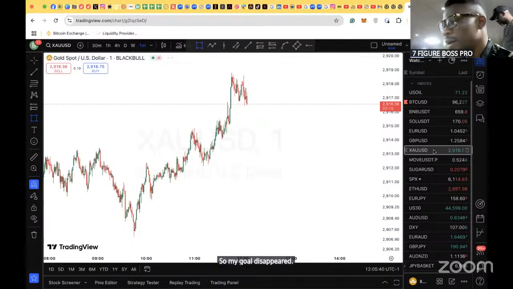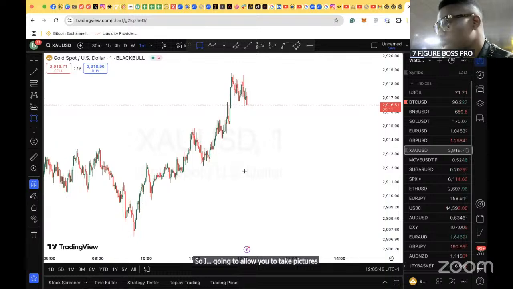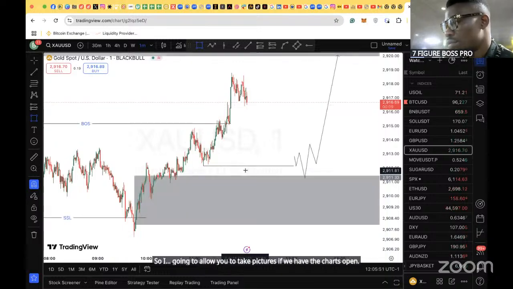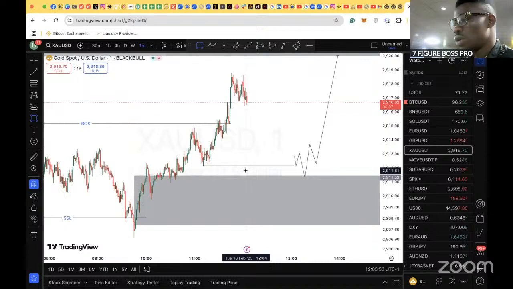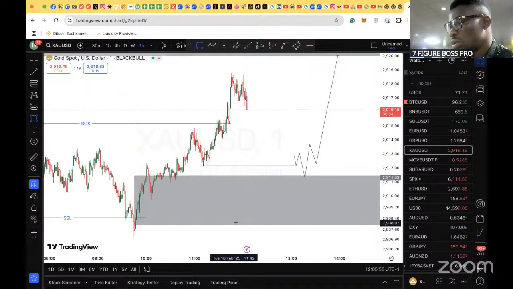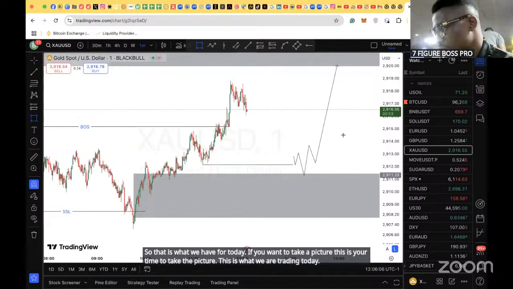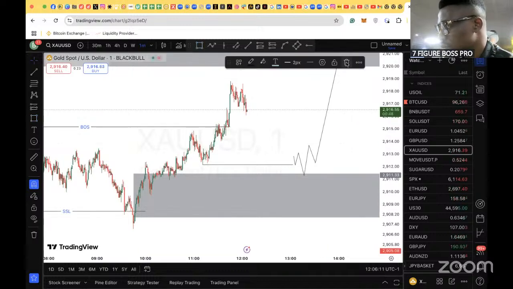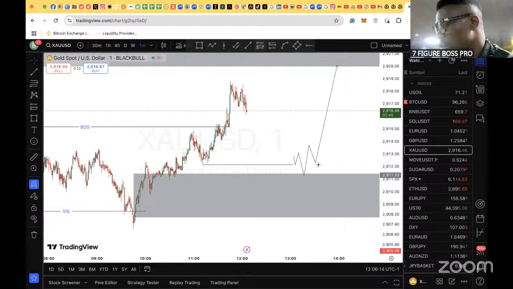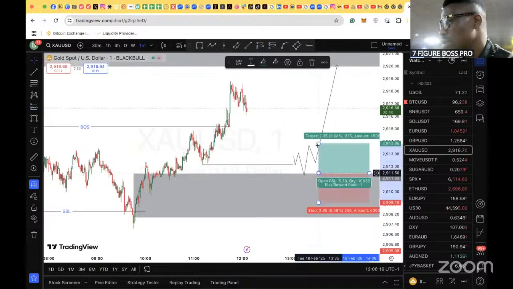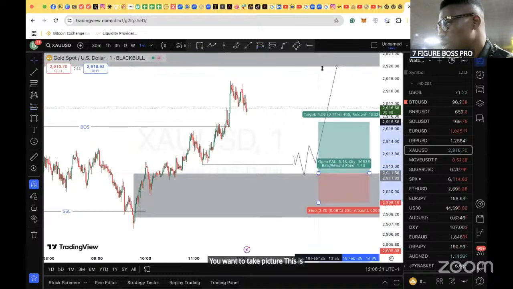So I am going to allow you to take pictures if we have the charts up now. So that is what we have for today. If you want to take a picture, this is your time to take the picture. This is what we are trading today. You want to take picture? This is what I am trading today.